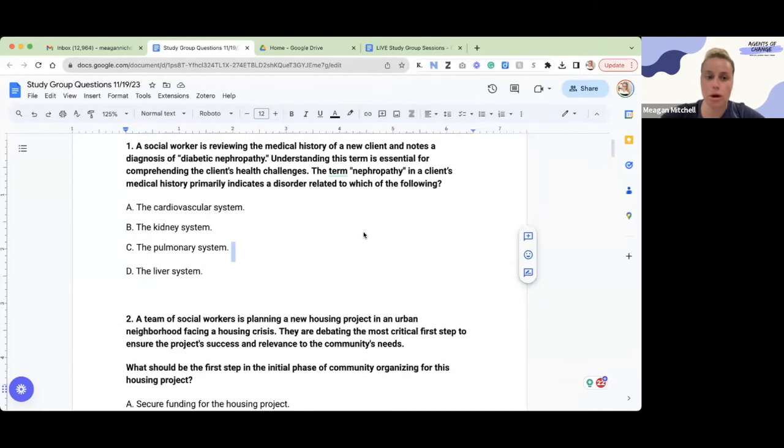Okay. Number one. This is going to be a medical question. So some people said that if you don't work in a medical setting, these can be really tricky. So this is just one that kind of asks you to know some basic medical terminology.